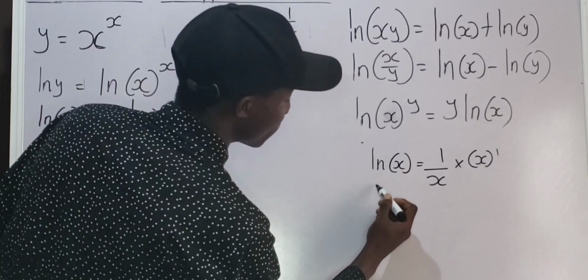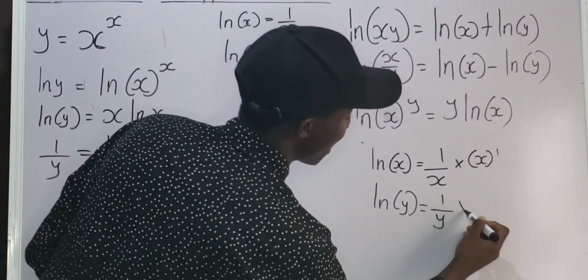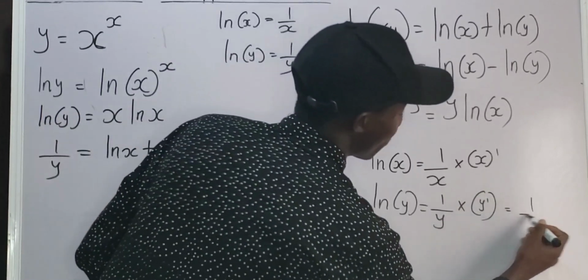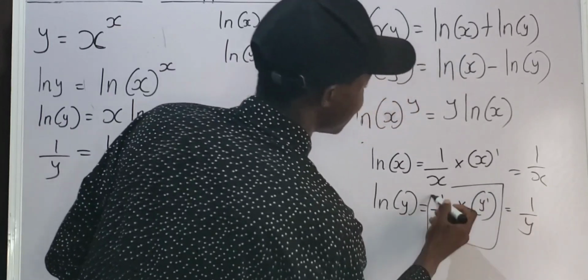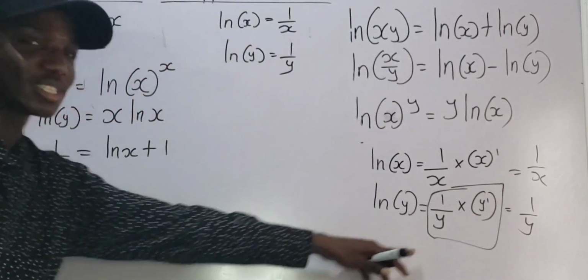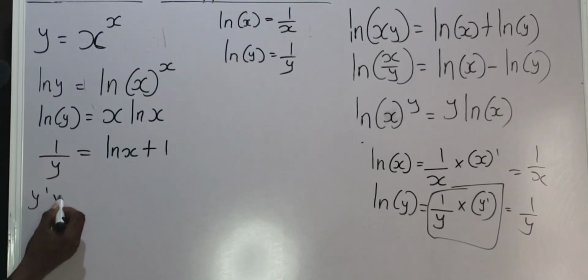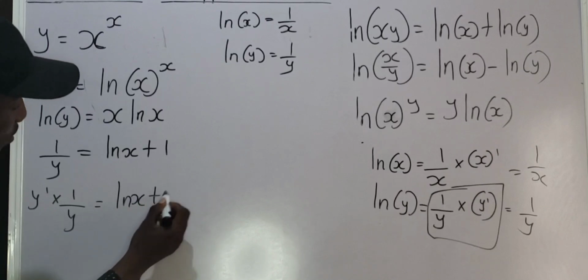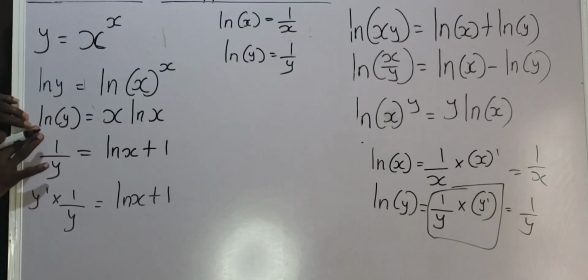So the derivative of ln y will be equal to what? 1 over y multiplied by the derivative of y. Do you understand? So this is 1 over y, and this will be equal to 1 over x. But I need this second part. So I'm going to have the derivative of y multiplied by 1 over y is equal to ln x plus 1. Do you understand? Please, if you didn't understand, you can watch the video from this step.